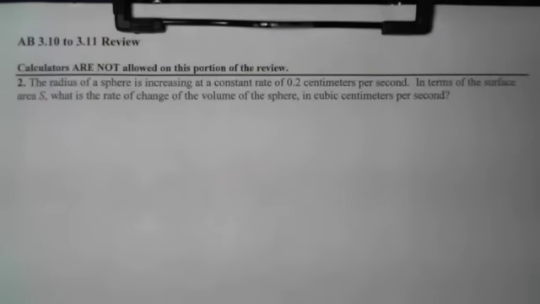This is the 310 to 311 review. Calculators are not allowed. And we have one problem for this. It says the radius of a sphere is increasing at a constant rate. In terms of the surface area, what is the rate of change of the volume of the sphere in cubic centimeters per second?